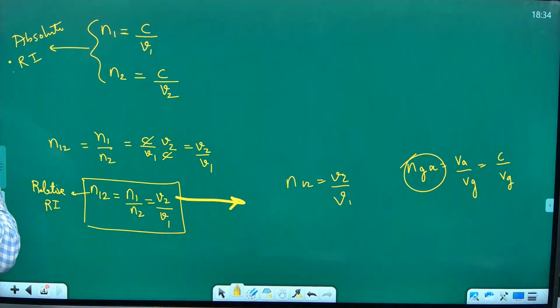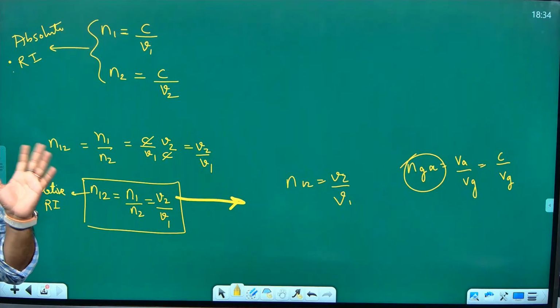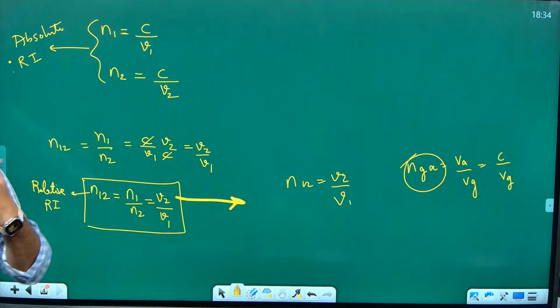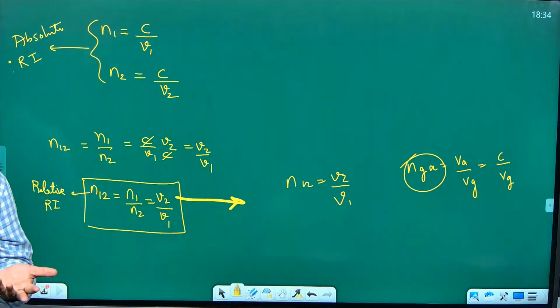Are you getting my point? I hope something is clear to you. Shall I give some questions that will become more clear to you? Shall I? Priya Ranjan, understood something? Water means relative. Two different mediums is relative. Yes, and the formula is this.